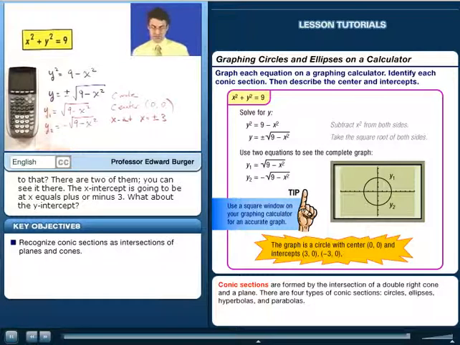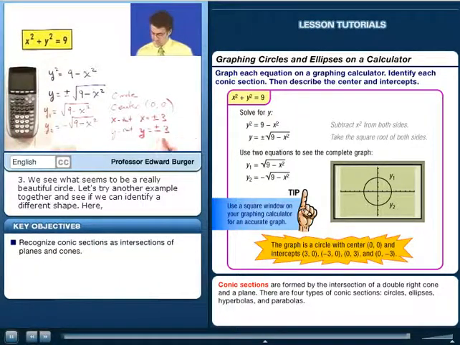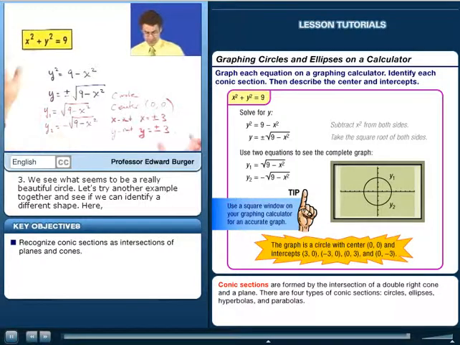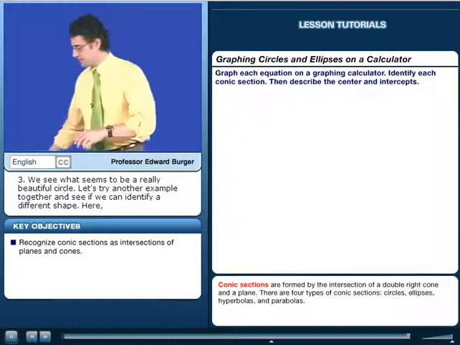What about the y-intercept? That's when we let x equal 0. And then we see y squared equals 9, which means the y-intercept is the same value as the x: y equals plus or minus 3. And we see what seems to be a really beautiful circle. Let's try another example together. See if we can identify a different shape.